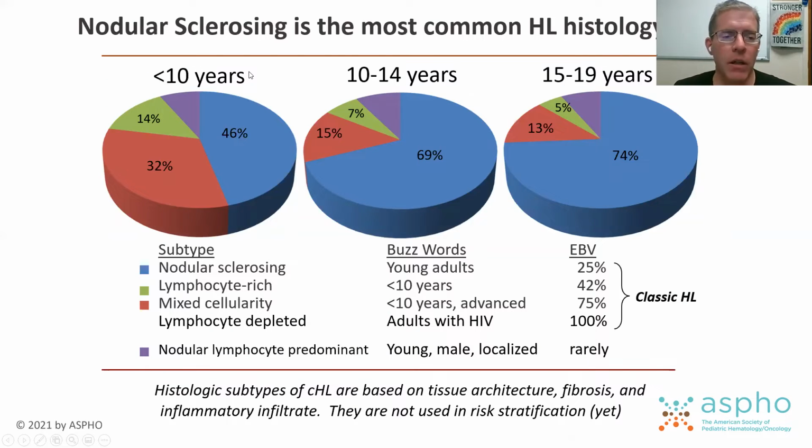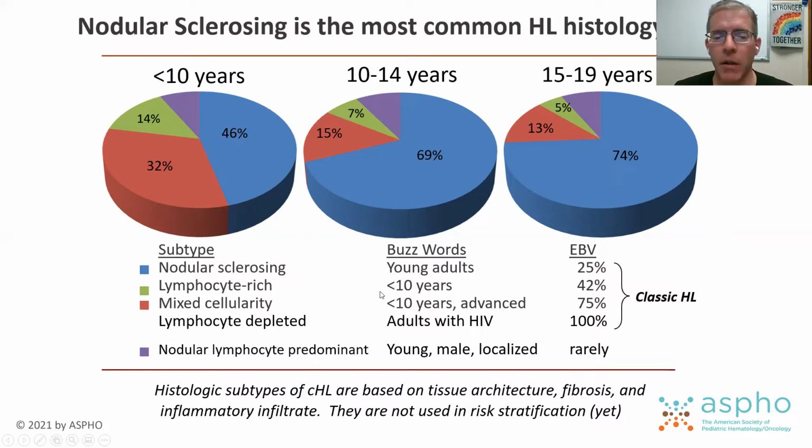Nodular sclerosing Hodgkin lymphoma is the most common Hodgkin lymphoma histology. It's shown here in blue. This is for less than 10 years, 10 to 14 years, and 15 to 19 years. And you can see that it becomes more common as we age. There are some buzzwords here. So nodular sclerosing, you think about young adults, and EBV is positive in 25%.